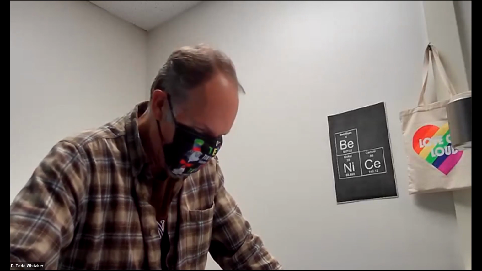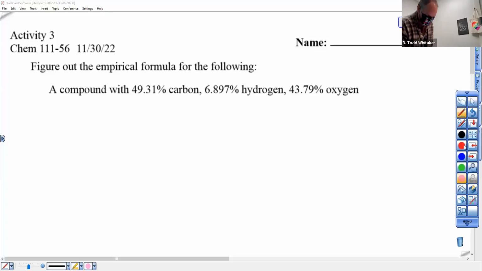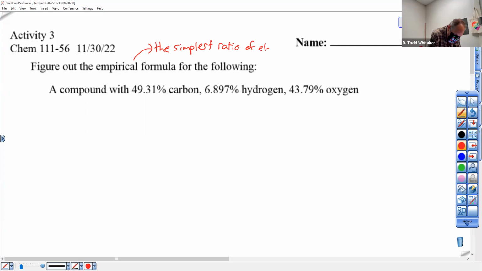What is an empirical formula? Empirical formula is defined as the simplest ratio of elements in a formula. It's not necessarily the same as the molecular formula.